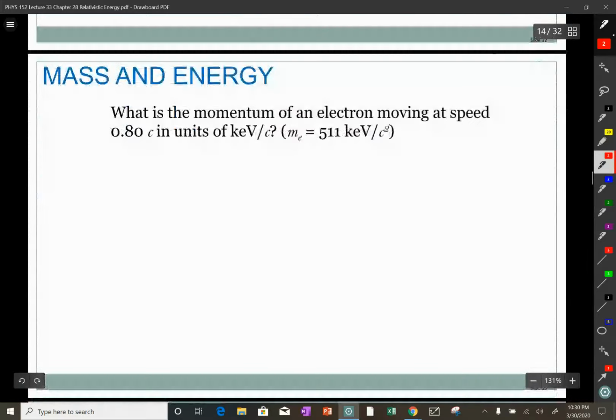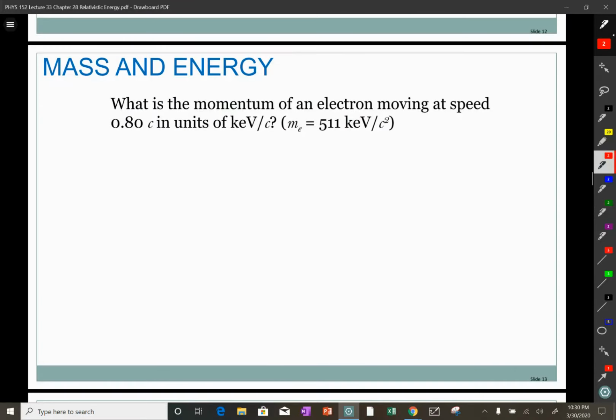Here we go. So a problem just to get some practice with this. What is the momentum of an electron moving at a speed of 0.80 c in units of kiloelectron volts per c? So, relativistic momentum. Do I have to use relativistic momentum? Yes. Anytime the speed is greater than 0.1 times the speed of light, you must use relativity.